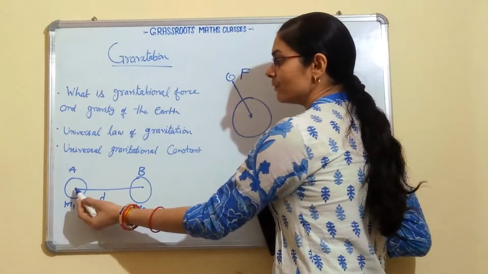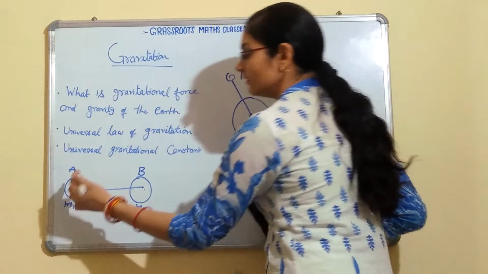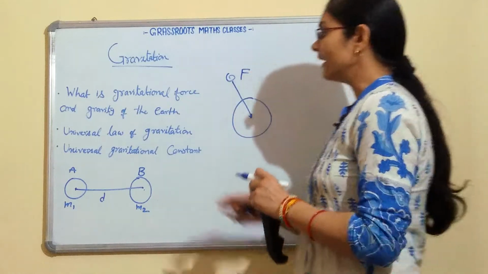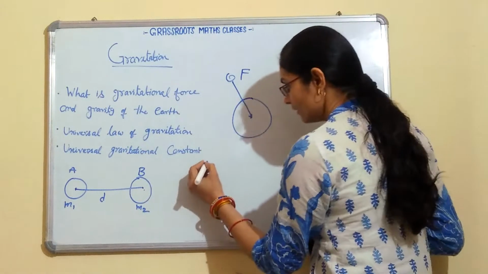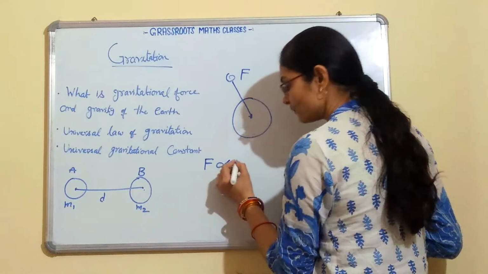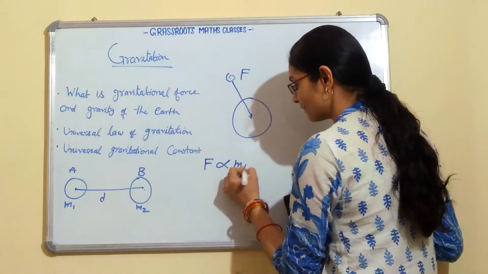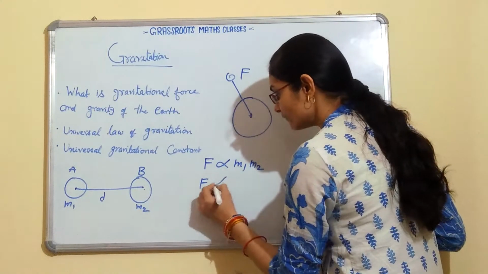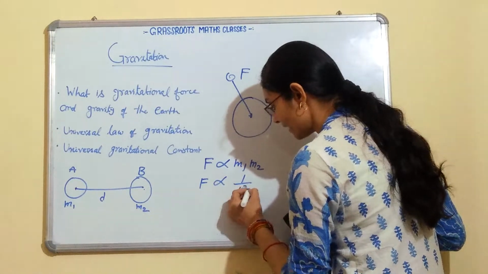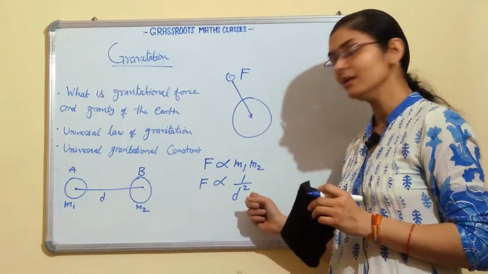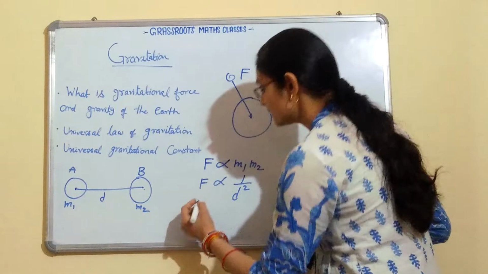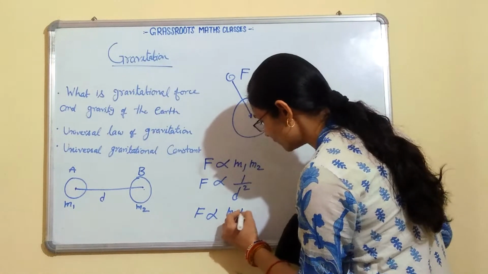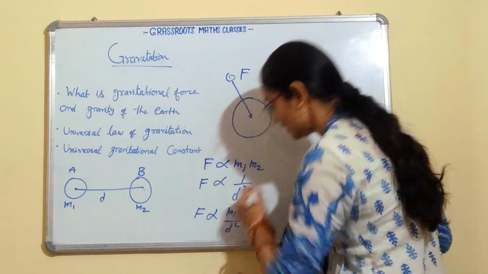Suppose we have two objects A and B and their masses are m1 and m2 and the distance between them is d. Then according to the universal law of gravitation, force is directly proportional to the product of their masses. That means F is directly proportional to m1 into m2 and F is inversely proportional to the square of the distance between them. That means F is proportional to 1 by d square. When we combine these equations, we will find F is proportional to m1 into m2 upon d square.